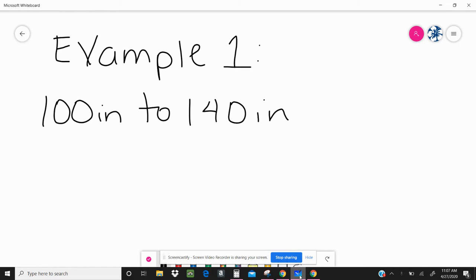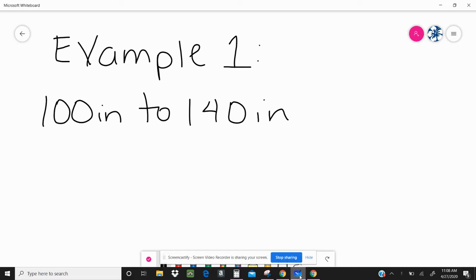Okay, so this you need to have written down so you can have it for your help and for tomorrow's activity. So we have example 1. Let's say that a tree we planted last year was 100 inches tall, and now it is 140 inches tall. So remember, we can do this one of 2 ways.